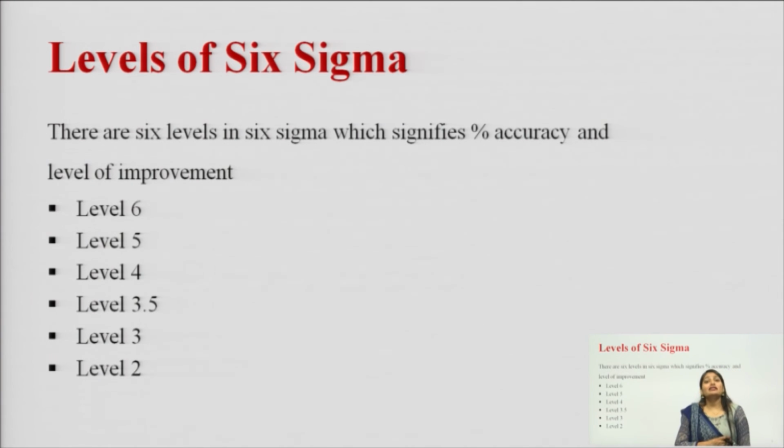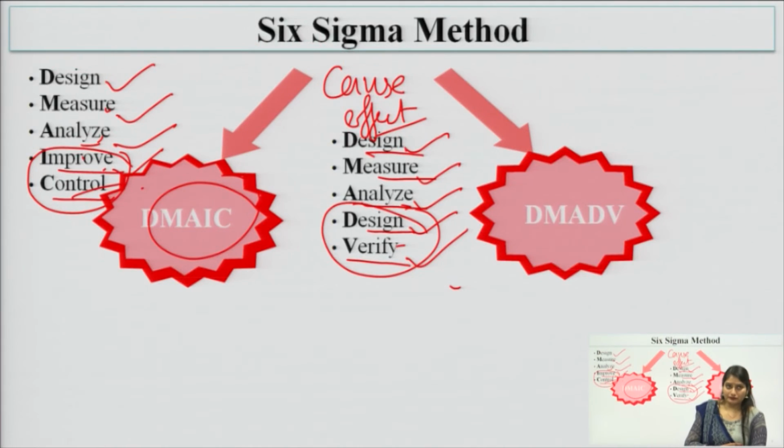Next is levels of Six Sigma. There are 6 levels of Six Sigma concept: level 6, level 5, level 4, level 3.5, level 3 and level 2. Level 2 and 3 needs the improvement and level 6 is the almost perfect level. Okay. And these 6 levels signifies the percent accuracy as well as the level of improvements.